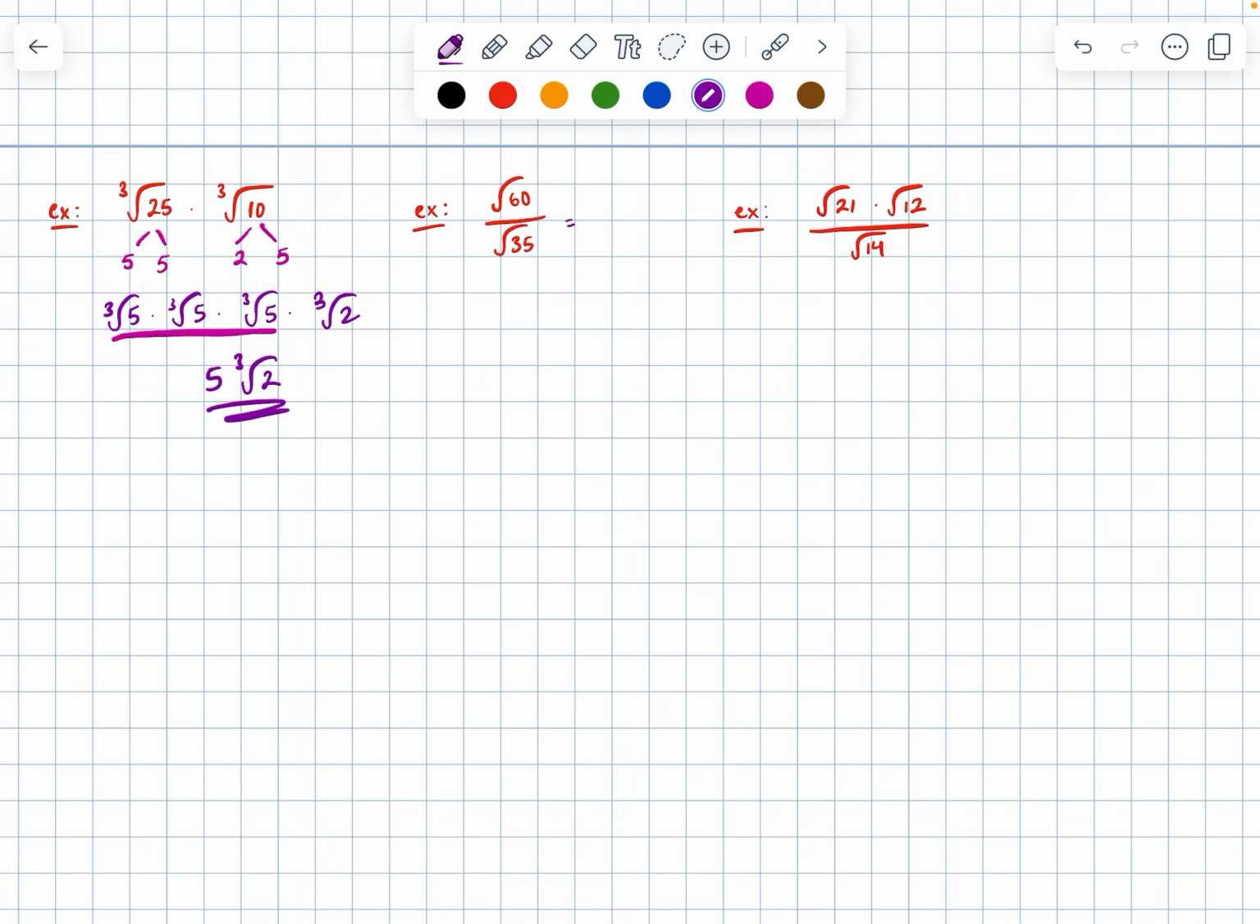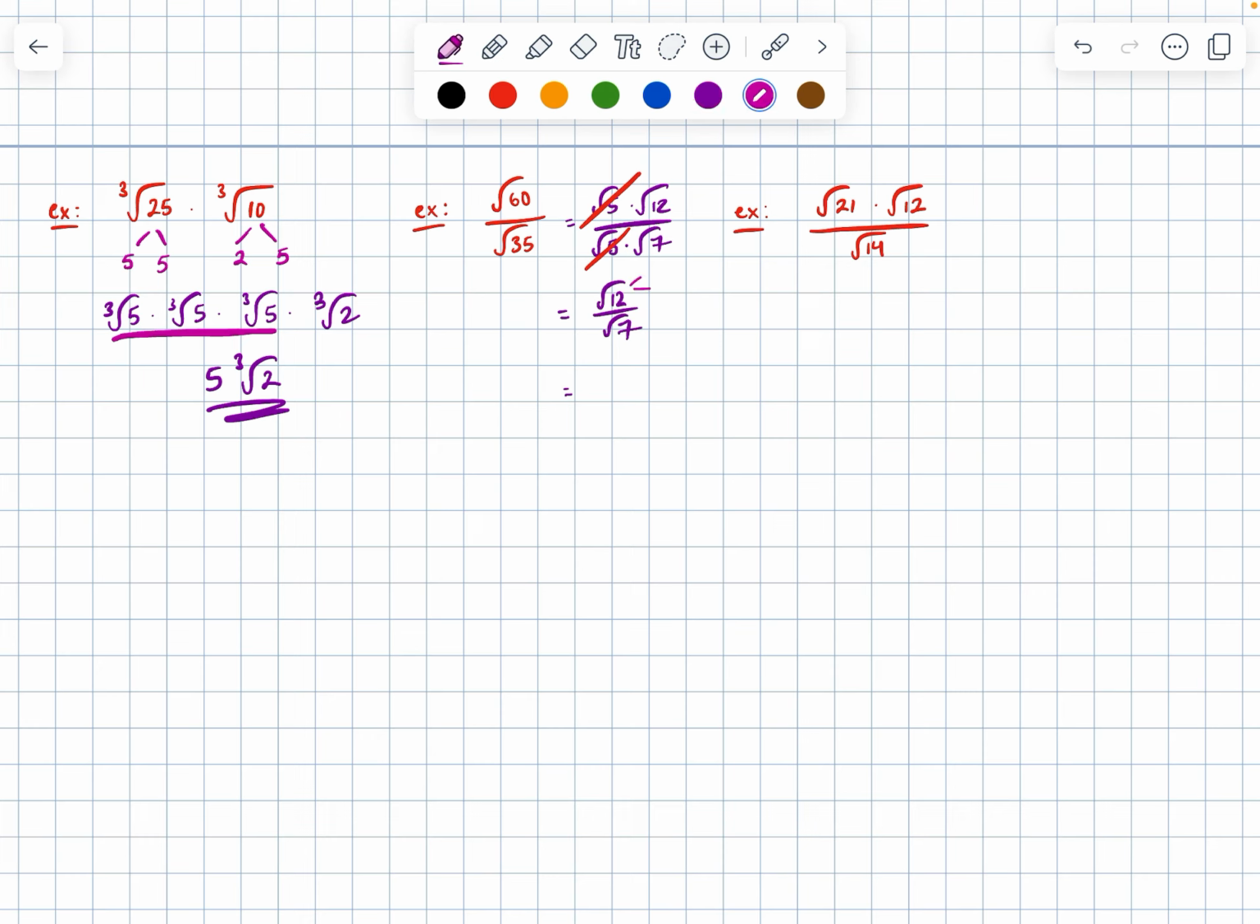The square root of 60 over the square root of 35. Again, when in doubt, let's break it down. So the square root of 60, I know, is the square root of 5 times the square root of 12. And the square root of 35, well, 35 is 5 times 7. So this is the square root of 5 times the square root of 7. Notice here that I can now cancel out the common factor of the square root of 5 in the numerator and the denominator. I'm now left with the square root of 12 over the square root of 7.